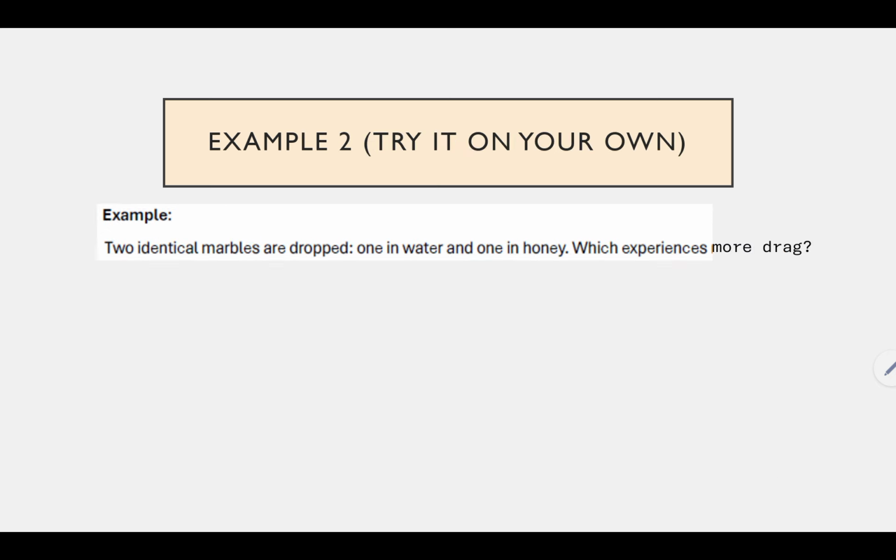Here's another example. 2 identical marbles are dropped, one in water, one in honey, which experiences more drag. Here we're talking about viscosity.